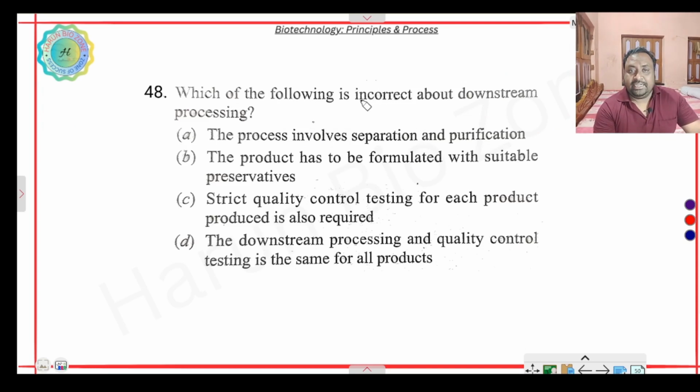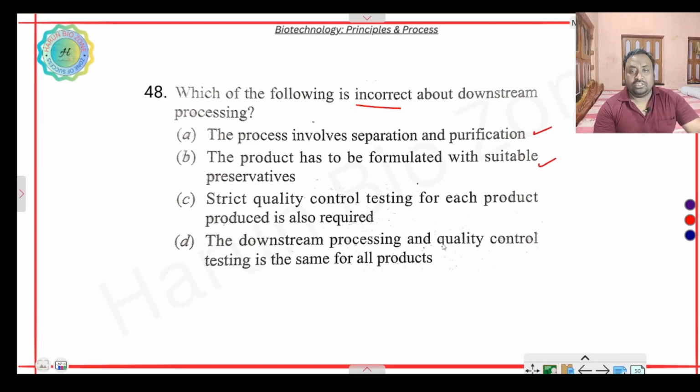Which of the following is incorrect about downstream processing? What is downstream processing? When we produce a large amount of product in a bioreactor, after production, the product is collected and they purify and process it for marketing. So the process involves separation and purification, right? The product has to be formulated with a suitable preservative, also right. Strict quality control testing for each product produced is also required.